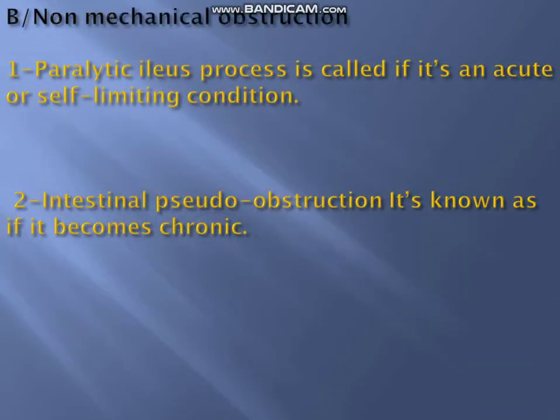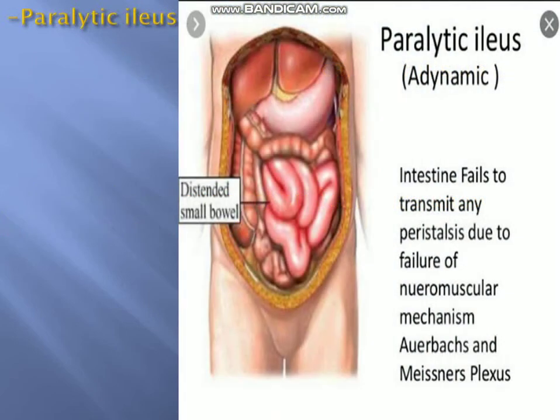Now I will explain non-mechanical obstruction. Delays in transit or obstruction can occur when the muscles or nerves of either the small or large intestine function poorly. This process is called paralytic ileus if it is an acute or self-limited condition, and it is known as intestinal pseudo-obstruction if it becomes chronic. The intestines normally work in a coordinated system of movement. If something interrupts these coordinated contractions, it can cause a functional intestinal obstruction. This is paralytic ileus, as clearly shown in the picture.